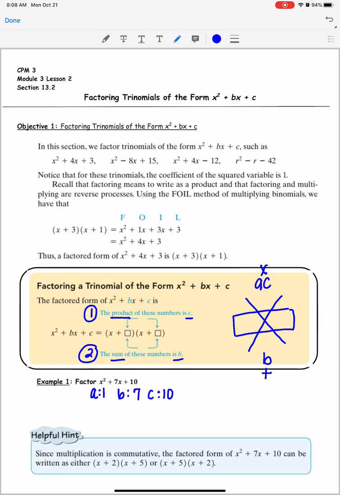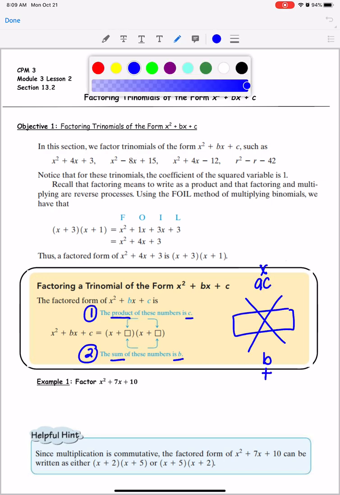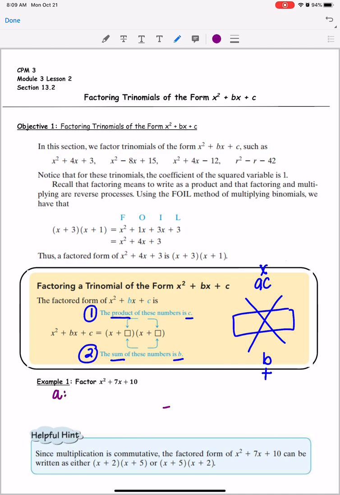Now that I know my a, b, and c, let's go into our x. I'm going to rewrite this so I have a little bit more room. We said a is 1, b is 7, c is 10. So now go into our x here. In my x, my a times c goes up here. In this case, my a times c is 1 times 10, so it is just 10. And really, it's always going to be your c, because our a is always going to be 1. My b term goes down here. My b is 7.